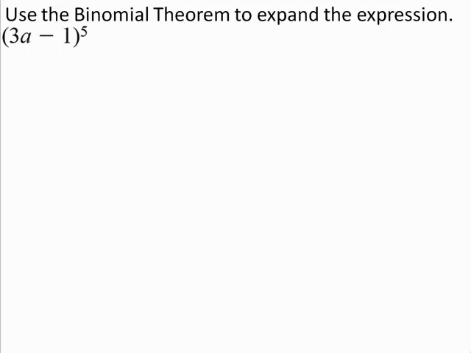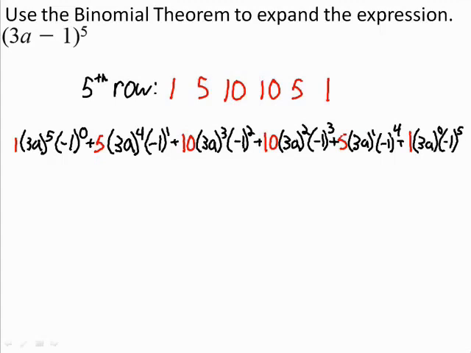Use the binomial theorem to expand the expression (3a - 1)^5. Start by finding the 5th row of Pascal's triangle because the quantity is raised to the 5th power. The 5th row is 1, 5, 10, 10, 5, 1. The expansion is as follows.